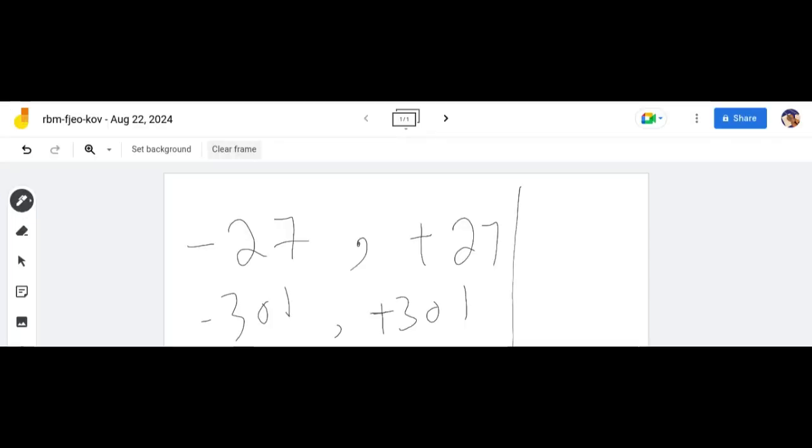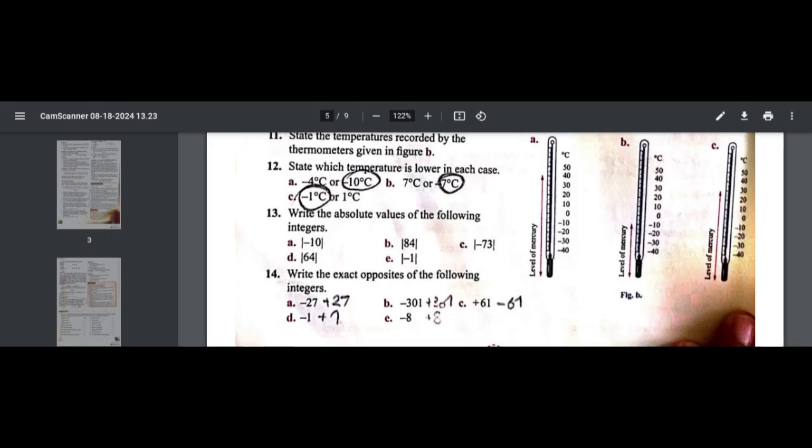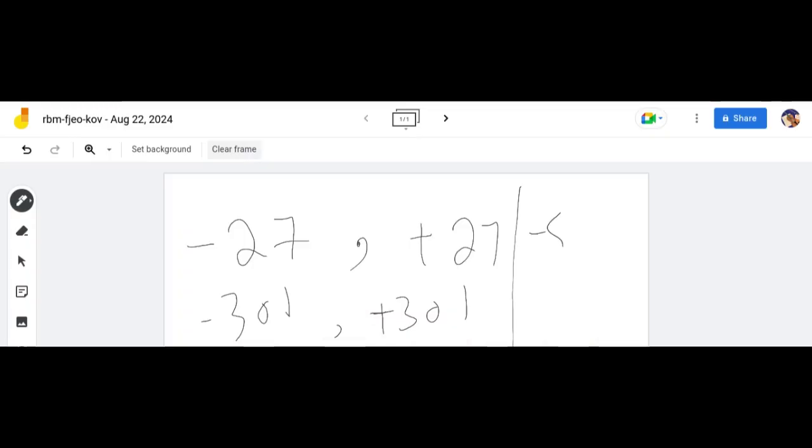Okay. For the last one we have minus 1 and minus 8. The opposite of minus 8 and minus 1 is plus 8 and plus 1.